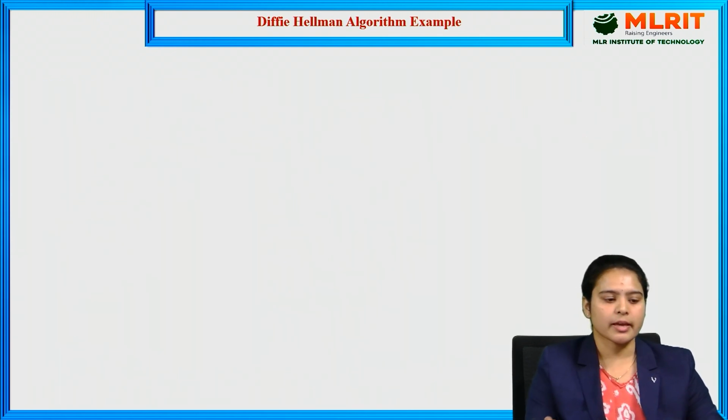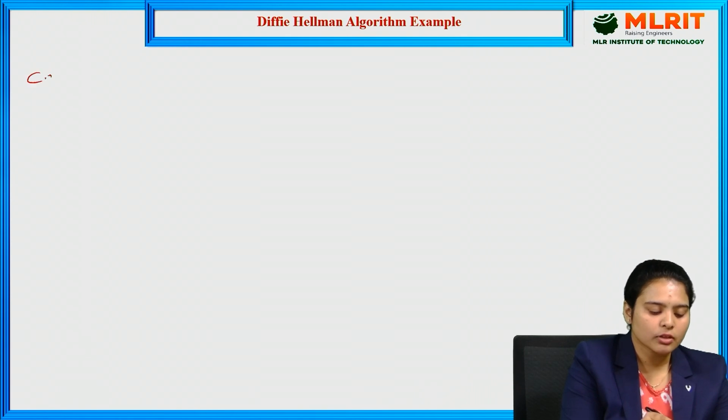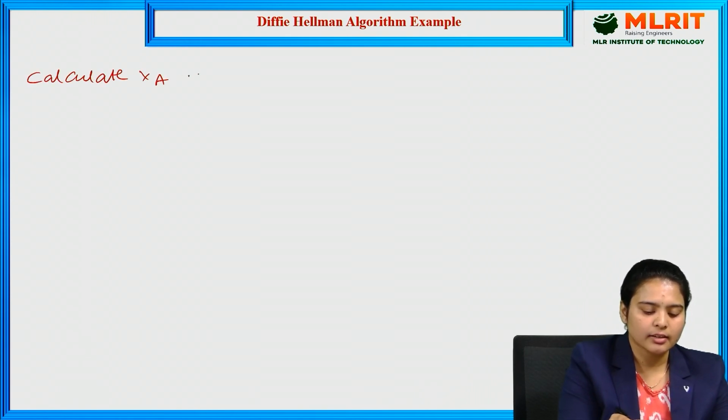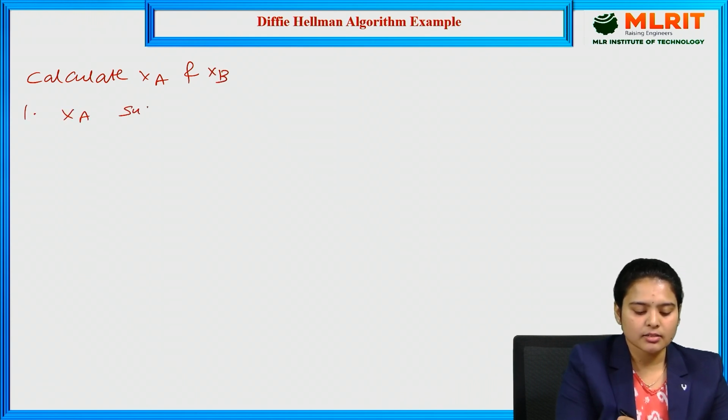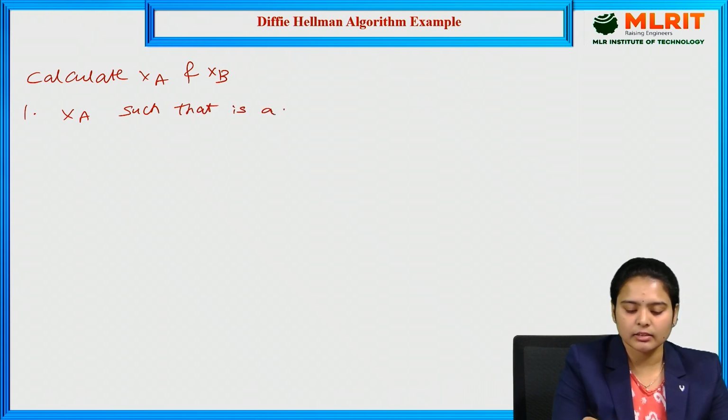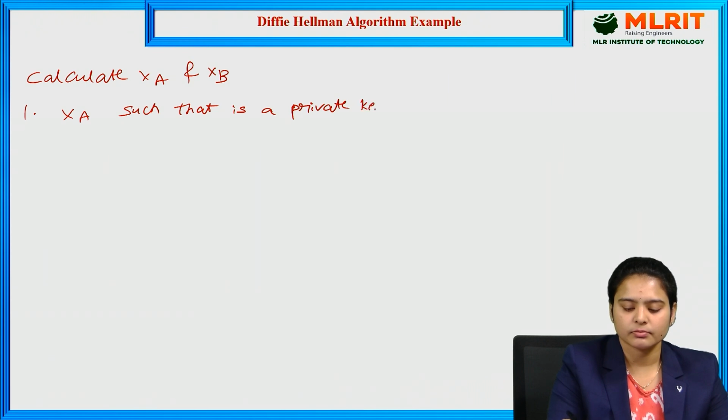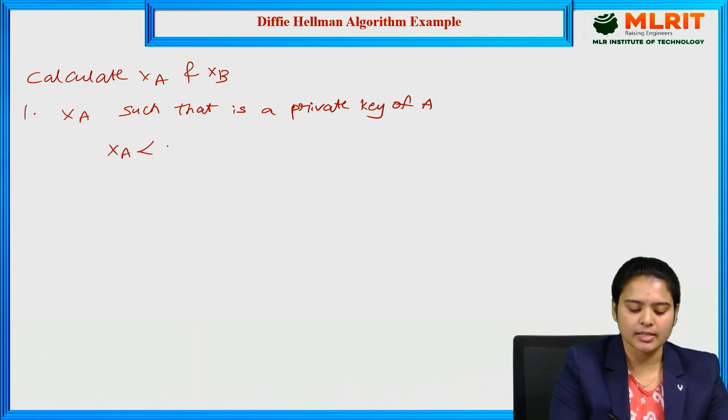In the next step, we need to calculate XA and XB. Firstly, we need to calculate XA, that is the private key of A. So XA should be less than Q.